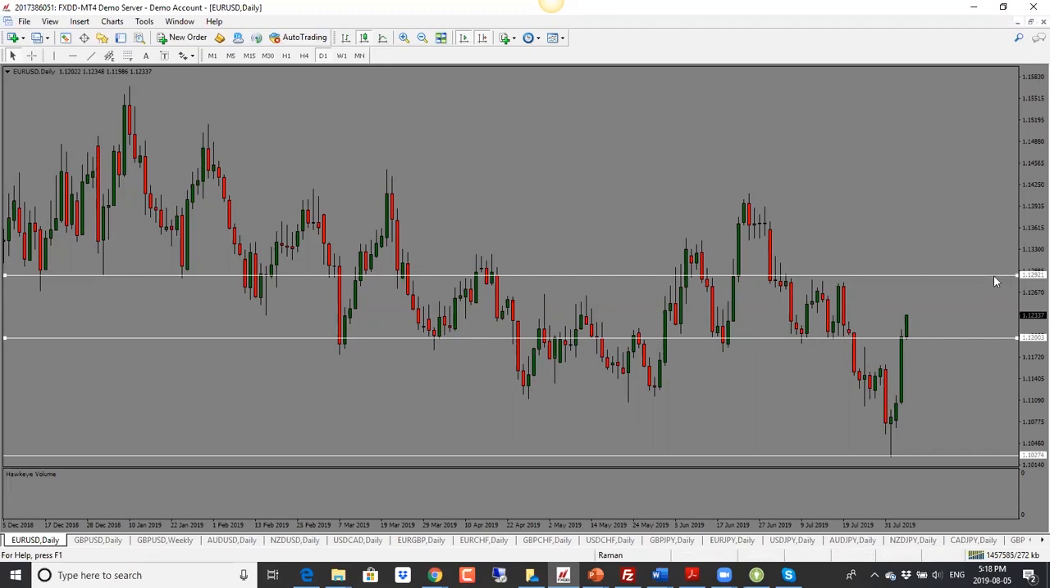The target here is the top of these candles here at 1.1280. So bullish bias for euro dollar, and I'm looking for price to go all the way into the high here now that we have broken through this level. So bullish bias there.